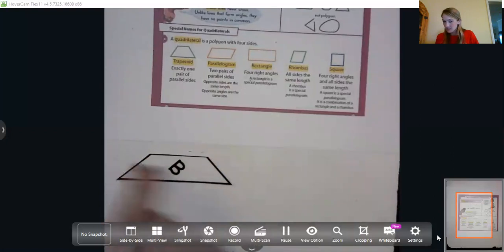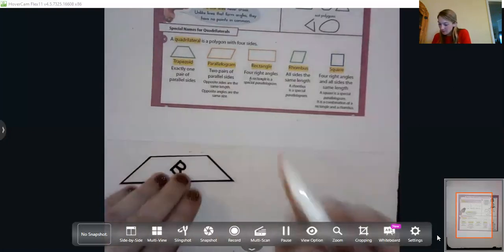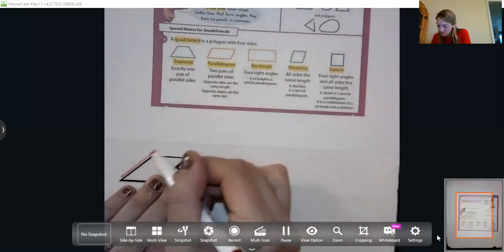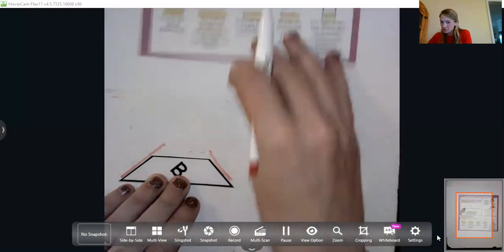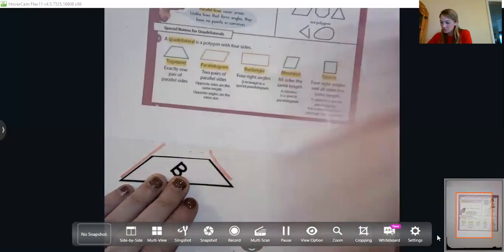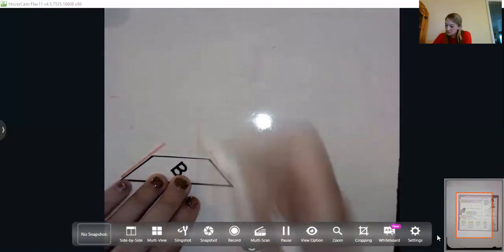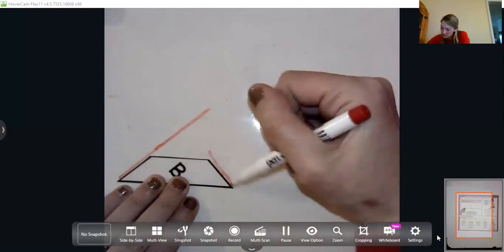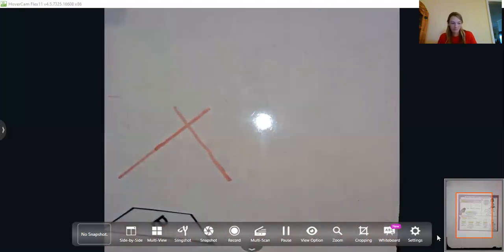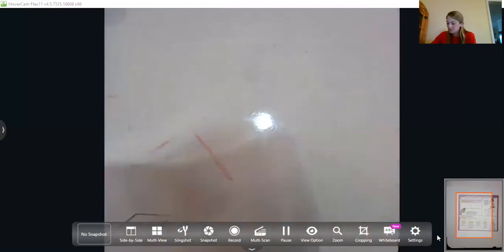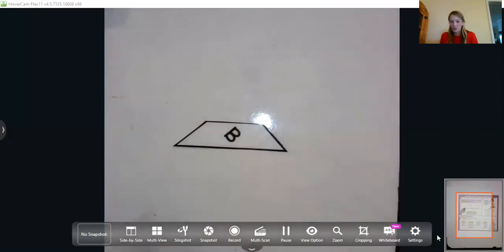But are these lines parallel? If I were to keep going with this and going with this, you see how they would eventually touch. Watch this. This keeps going. That keeps going. Okay? So these lines are not parallel. But the top and bottom were parallel.